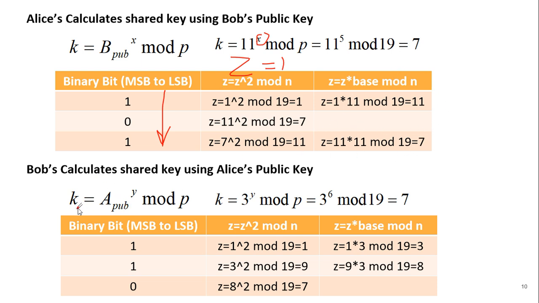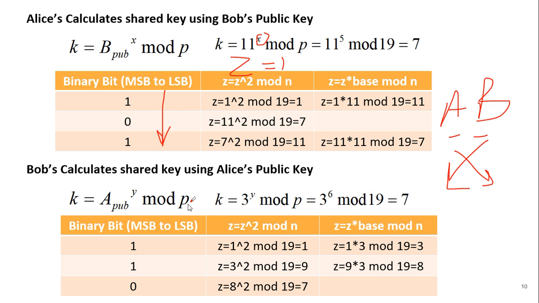And similarly B will calculate using A's public key, because A and B first generate the public keys using their secrets, then they exchange. Then B will calculate A public raised to y mod P. In this way they get calculated. Now Bob will calculate A public raised to y mod P, which is 3 raised to y mod P. B's secret is 6, so 3 raised to 6 mod 19 is 7.